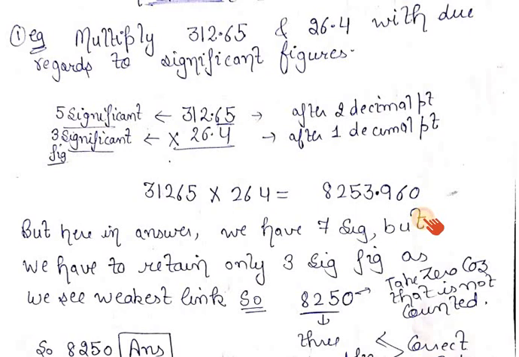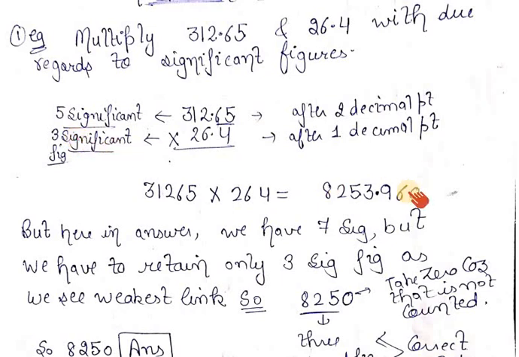But you will know we have to give your answer up to the weakest limit. In the second lecture, I told you what we mean by the weakest limit. That means we will go for the minimum number of significant figures, right? You will see here how many significant figures there are in this number. First one has 5 significant figures. In the second there are 3 significant figures, right? So you have to give your answer up to the weakest limit, that means up to 3 significant figures.